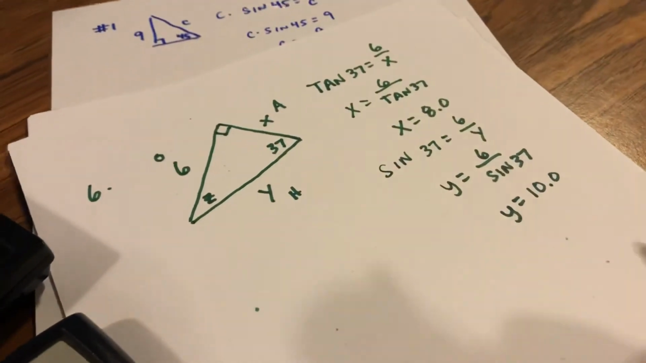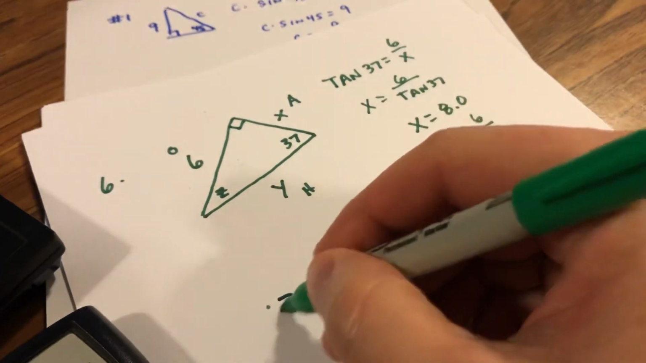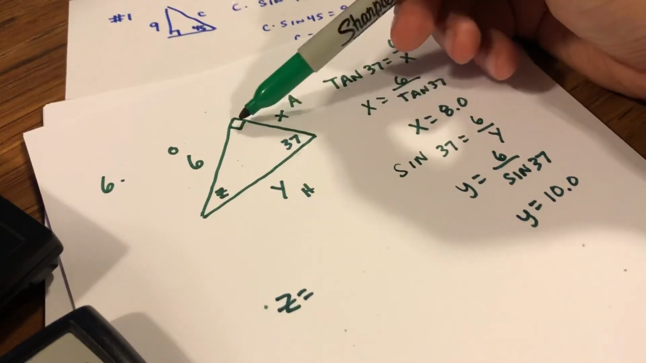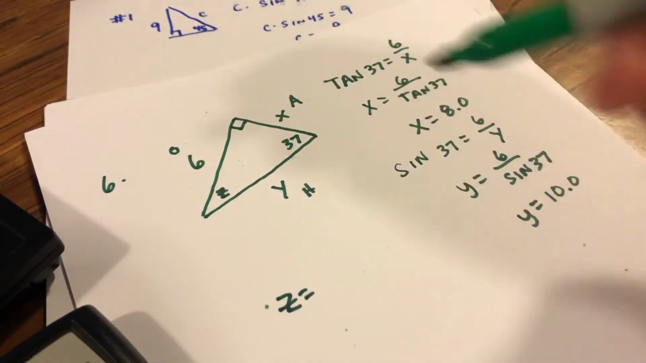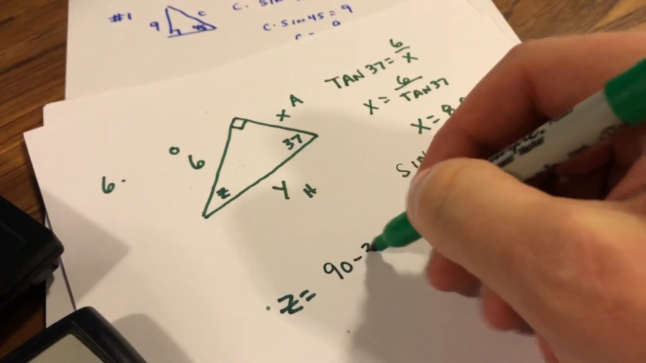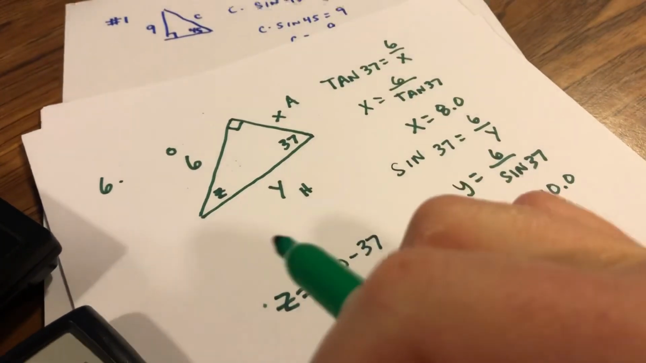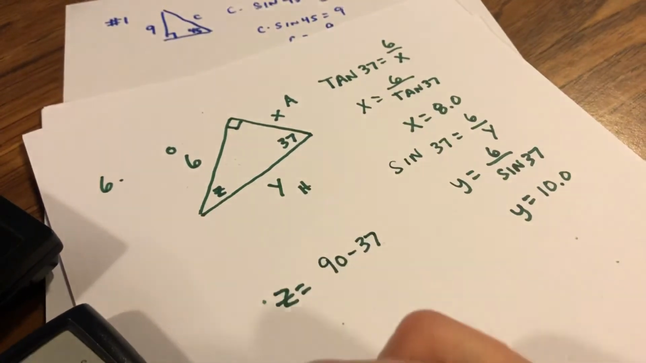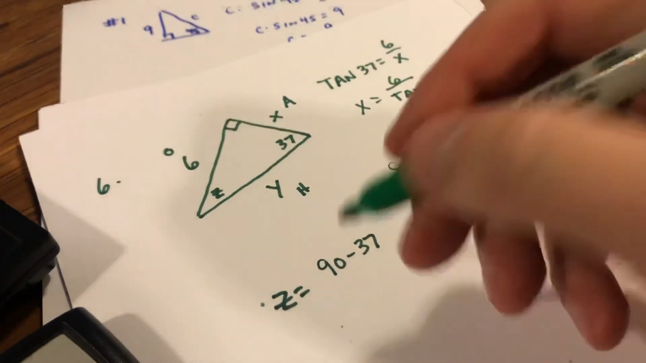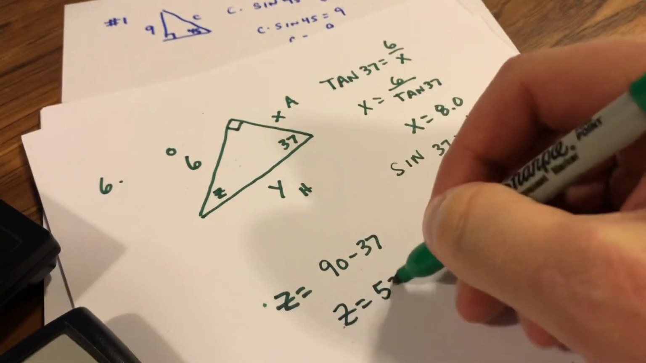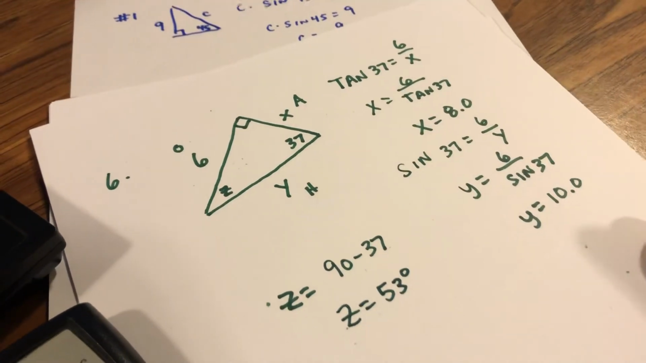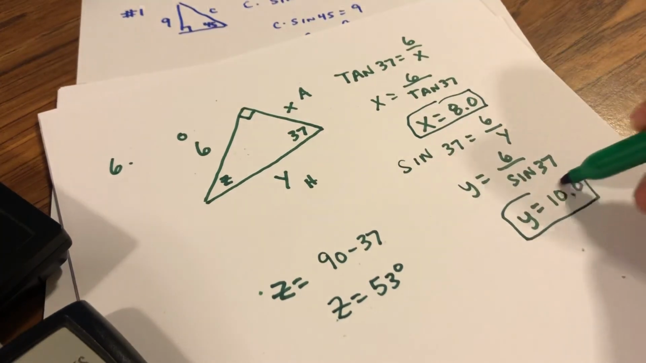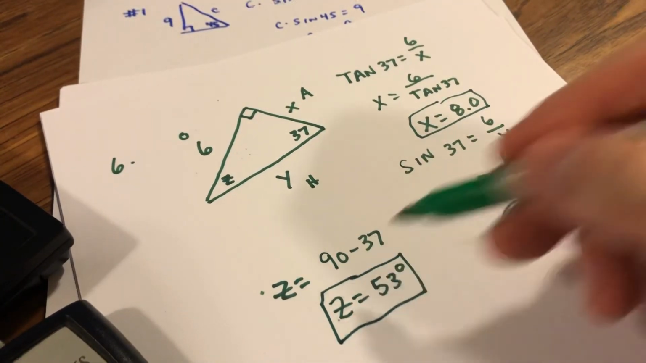Now, the last part is then I've got to find my angle. My angle is z. Now, one of the things we know is that all 3 of these angles add up to 180. Since this is 90, these 2 add up to 90. So I can say 90 minus 37, which gets me 53. So z is going to be 53 degrees. So there are my 3 parts. X would be 8.0, y 10.0, and z is 53 degrees.